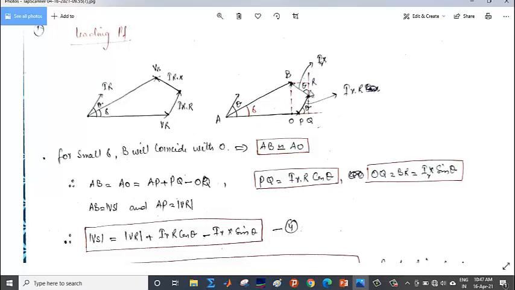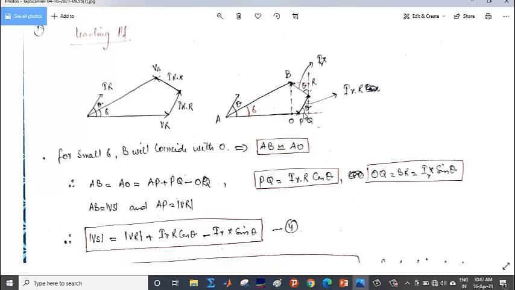So here these two will not be equal, as they are not vertically opposite angles. Now coming to this, again we are assuming that this delta is very small. When delta is very small, this B will try to coincide with O, and that is the case. This AB will be approximately equal to AO. We can assume this AB is equal to AP, that is AP plus PQ minus this distance.